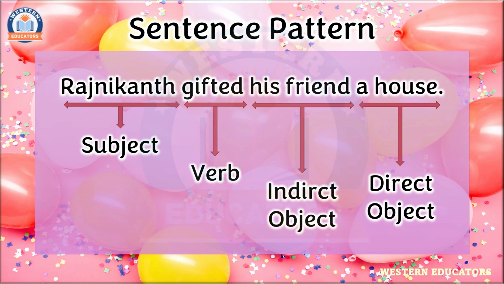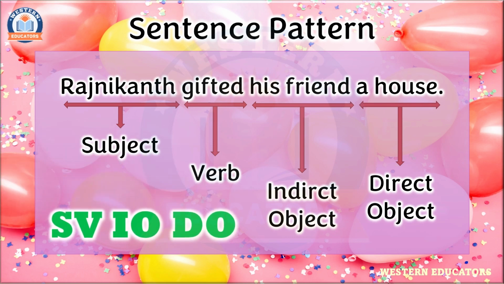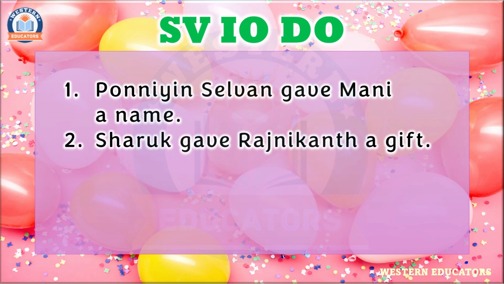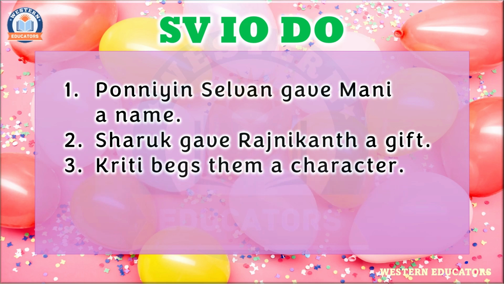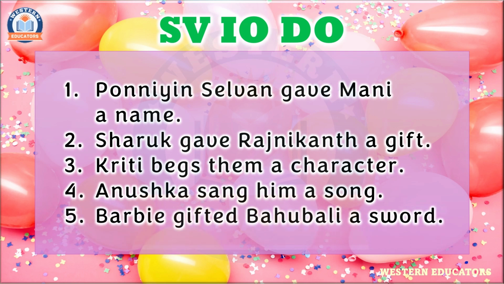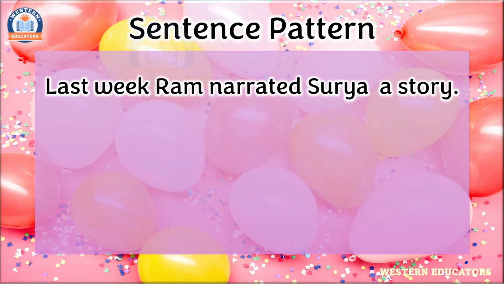So here, how are we going to find out which is the direct and which is the indirect object? Simply we can say a person will always be the indirect object and a thing is always the direct object. So this pattern is called SVIODO. Examples for the SVIODO pattern: Ponniyin Selvan gave money a name. Check. And here Shahrukh gave Rajnikant a gift. Again it is SVIODO. Kruti begs them a character. Anushka sang him a song. Barbie gifted Bahubali a sword. Yeah, a story. See, you can see here. So there is a verb called narrated.